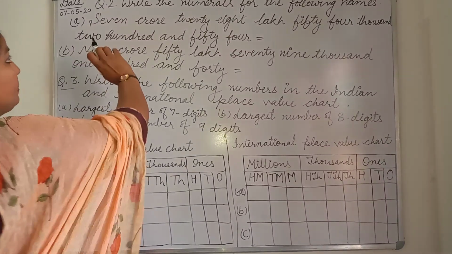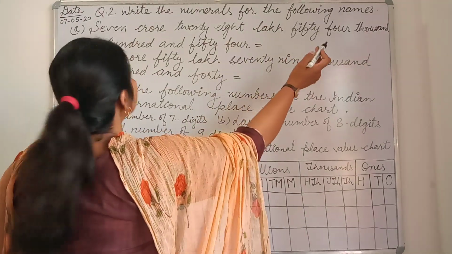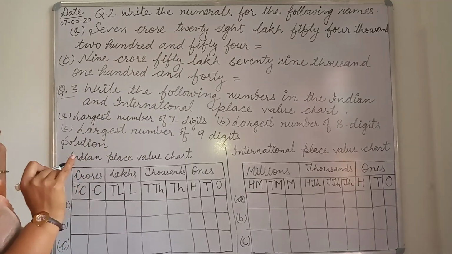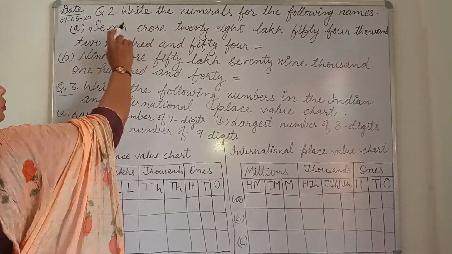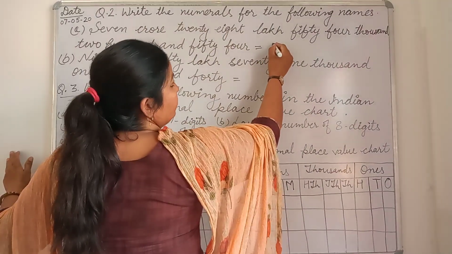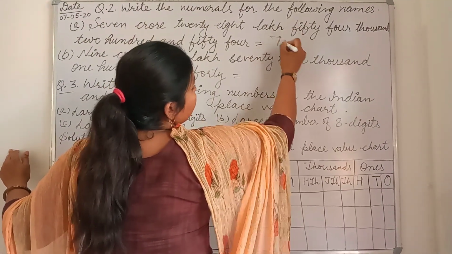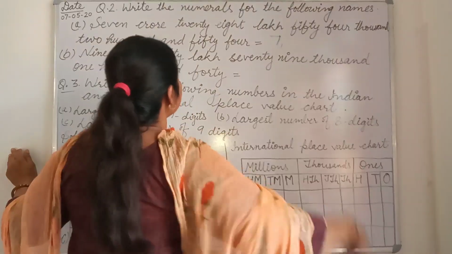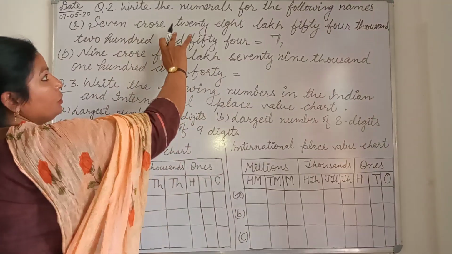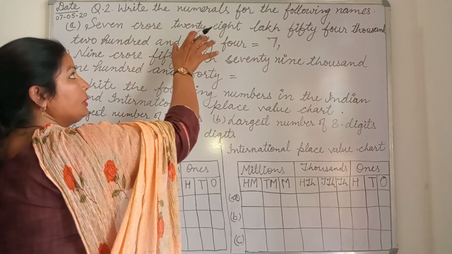Okay. So A part. 7 crore 28 lakh 54,254. So first of all there is given 7 crore. In crore there is only a single digit. So we write here 7. And after that we should put a comma. Okay. Then 28 lakhs. 28 is a 2-digit number. That means it is correct.